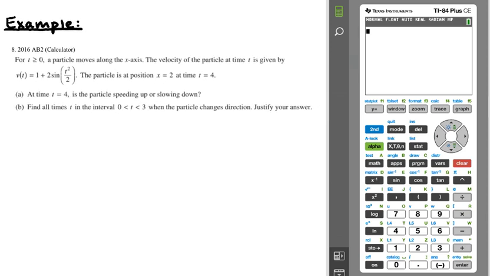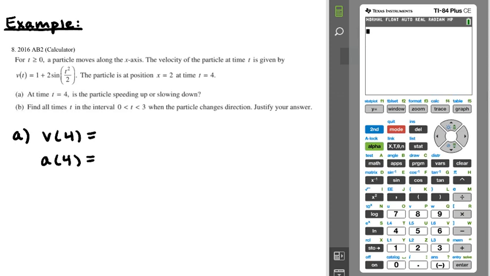And we're only going to do part A, but we would know how to do part B as well, right? Because we know change in direction means a sign change in v. So what we're going to do is plug v into Y1. Okay, I did that: 1 plus 2 sine of x squared divided by 2. And if I'm analyzing speeding up versus slowing down, I need to check the signs of v and a. So for part A, v of 4 I'm going to find using the calculator, and then a of 4 is something else.